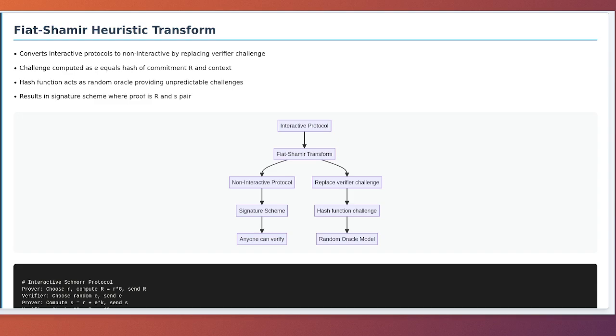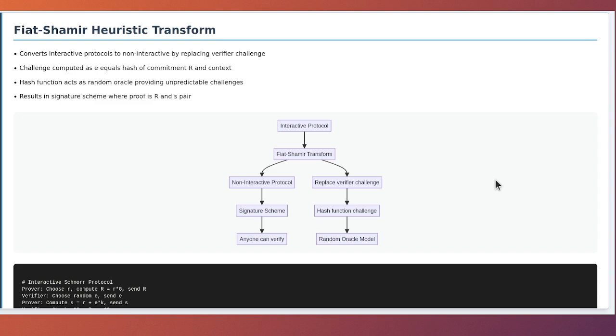In digital signature schemes, you want to create a signature once and have anyone be able to verify it later, which requires non-interactivity. This is where the Fiat-Shamir heuristic comes in. The Fiat-Shamir heuristic is a technique for converting interactive zero-knowledge proofs into non-interactive ones.